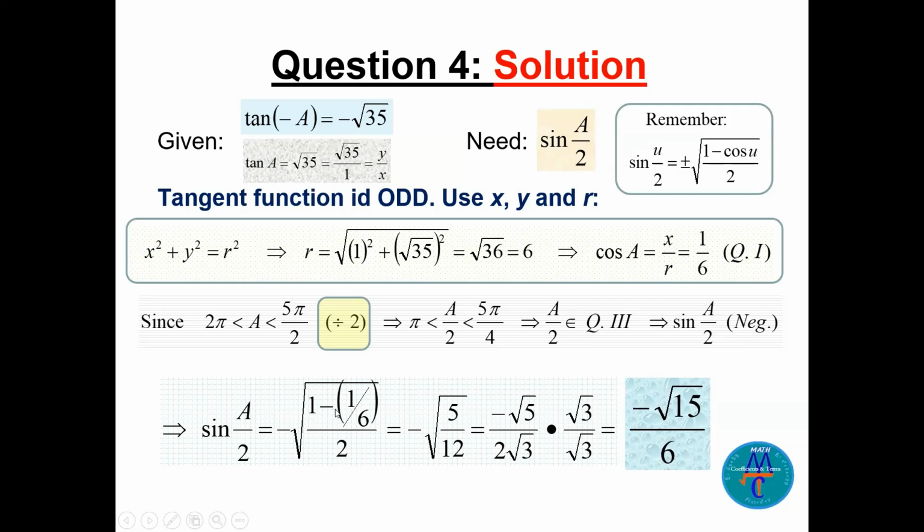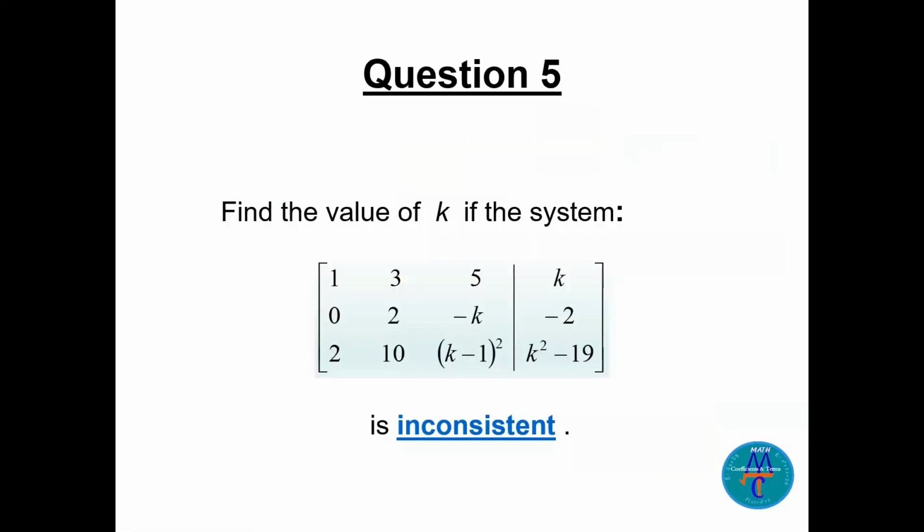And there is 1 minus 1 over 6. So it will be 6 over 6, 5 over 12. Simplify, you will get sine a over 2 minus square root of 15 divided by 6. Please check the numbers.